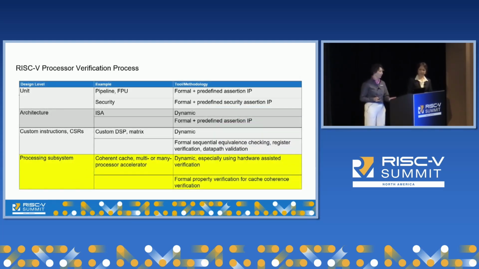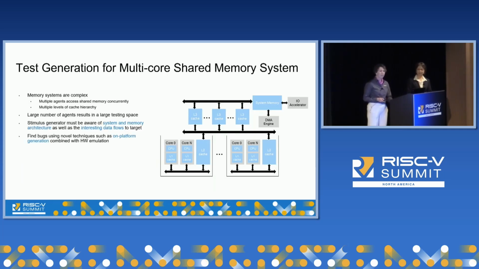Okay, the last area we're going to discuss is the processing subsystem, which can include many core architectures with shared memory. And here again, there are both dynamic and formal approaches to this problem. Memory systems can be complex, and exercising them to a high degree of confidence is a significant challenge. The key to using dynamic methods for memory system verification is having a test generator that is aware of the system and memory architecture and can generate interesting and stressful scenarios, such as true sharing and false sharing scenarios.